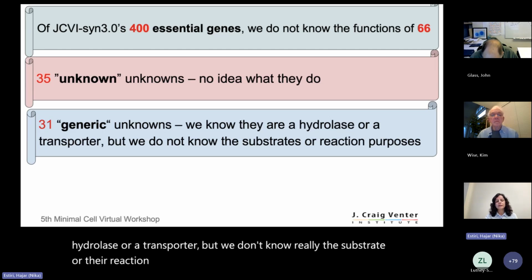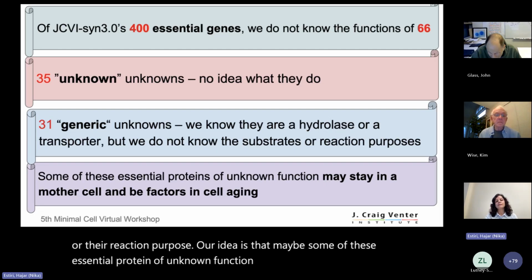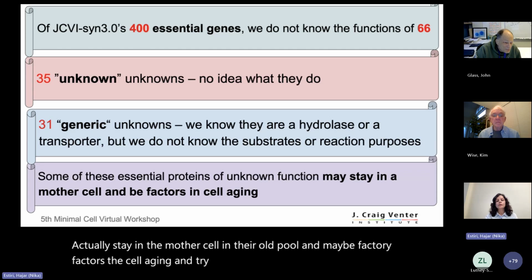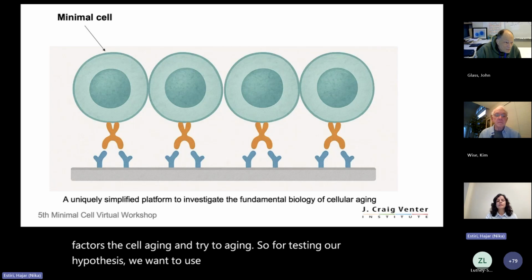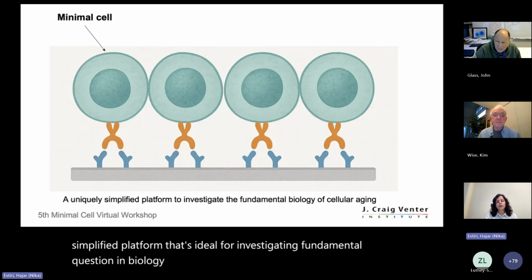Our idea is that maybe some of these essential proteins of unknown function may actually stay in the mother cell, in the old pool, and may affect cell aging and be tied to aging. So to test our hypothesis, we want to use the minimal cell. The minimal cell is a uniquely simplified platform that is ideal for investigating fundamental questions in biology, especially the biology of cellular aging.